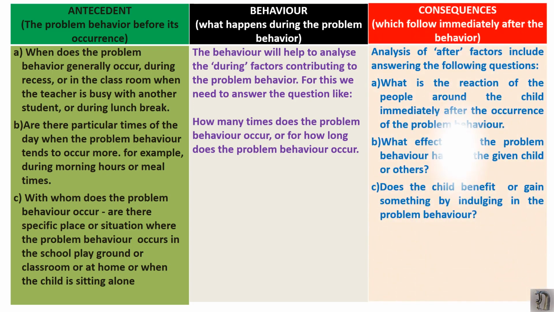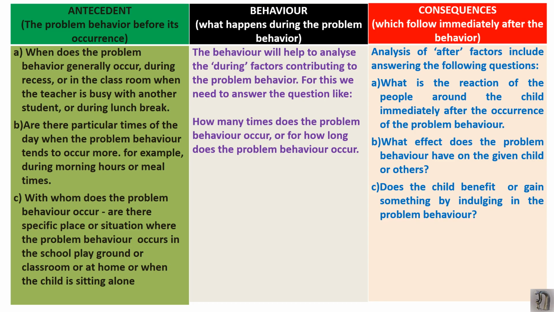Now the next one is consequence, which follows immediately after the behavior. The behavior just got over, what was the reaction of the surroundings? Those questions you need to remember, and this is also called the after factors. So questions like, what is the reaction of the people around the child immediately after the occurrence of the problem behavior? What effect does the problem behavior have on the given child or others? Does the child benefit or gain something by indulging in the problem behavior? That you need to find out.